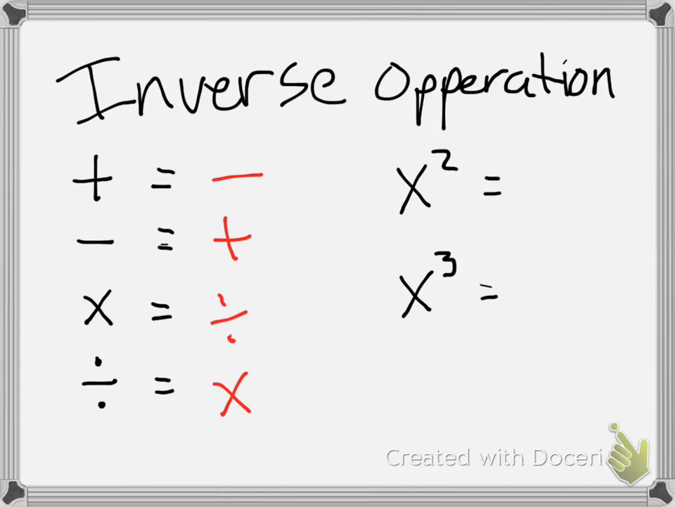Same goes with squares and cubes. The inverse of x squared is the square root of x. And the inverse of cubed, x cubed, excuse me, is the cube root of that number. So those are just inverse operations. They're the opposite and they undo each other.